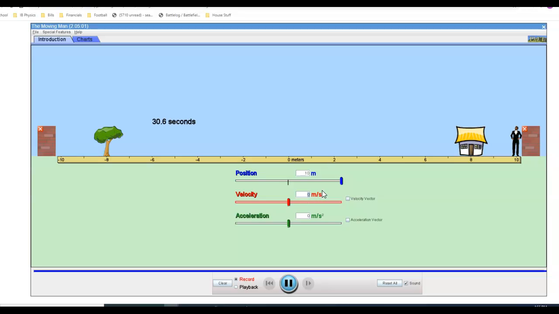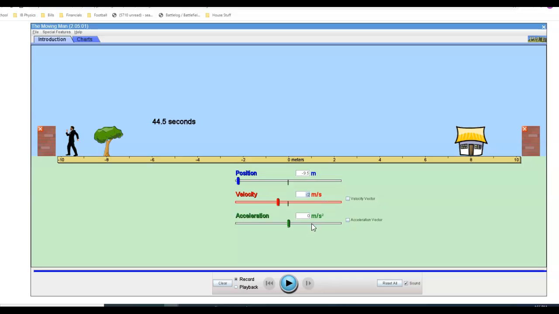Now, if I give him a negative velocity, let's say negative 2 meters per second, this is still constant velocity. Notice now he's moving to the left, in the negative direction. So velocity can be positive or negative, and whether it's positive or negative indicates direction. So negative 2 meters per second is still constant velocity, but now he's moving to the left, in the negative direction. That's what that type of motion would look like.